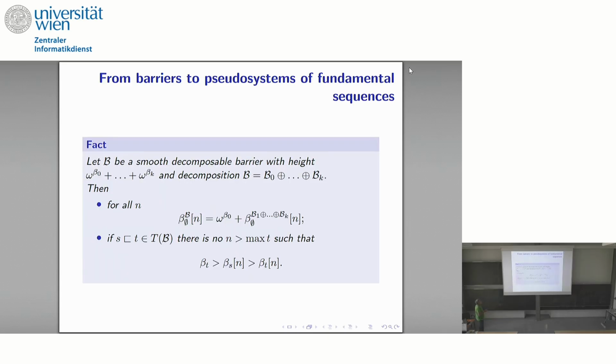In the other direction, I have a smooth decomposable barrier. The height is written in this form, in Cantor normal form. There is a decomposition because it's decomposable. And then you have something which is mimicking, in this case, the regularity, and in this case, the nestedness. But I cannot say this for ordinals, because the system depends on the position. In some sense, everything is pseudo-nested and pseudo-regular, let's say.